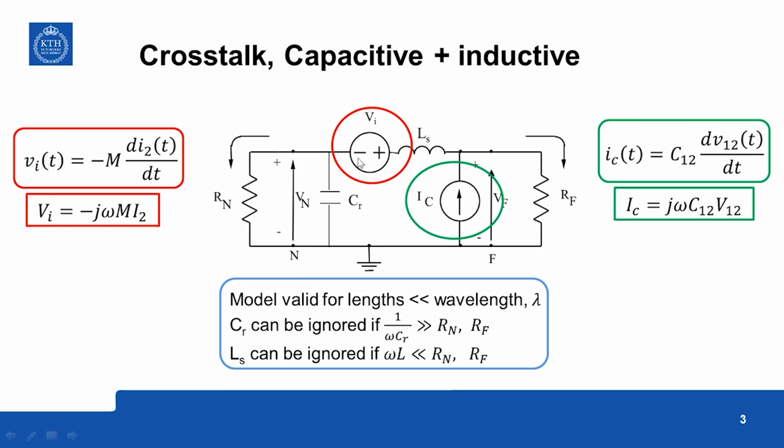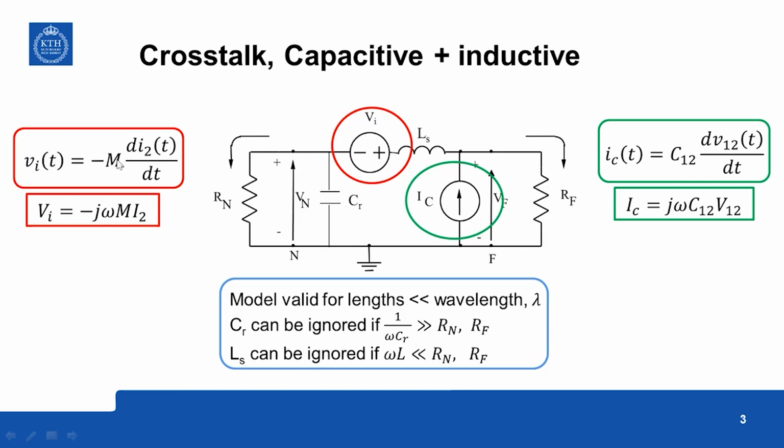You can approach it like that. Ignore this part IC, and then what you get is the model for inductive coupling. And if you ignore this source Vi, then you get the situation representative for capacitive coupling.